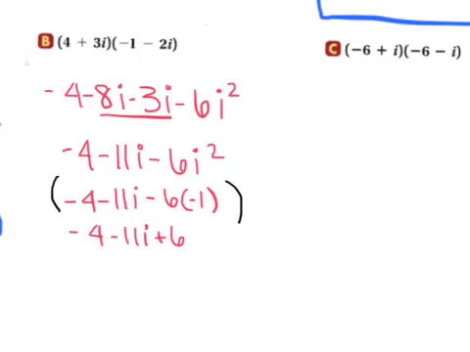But now that we have i squared equals negative 1, we've created two more like terms. Negative 4 plus 6 is 2 minus 11i.